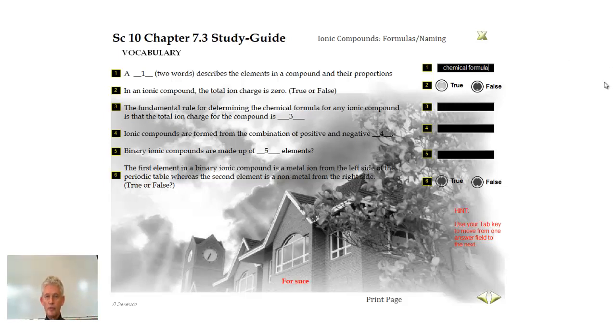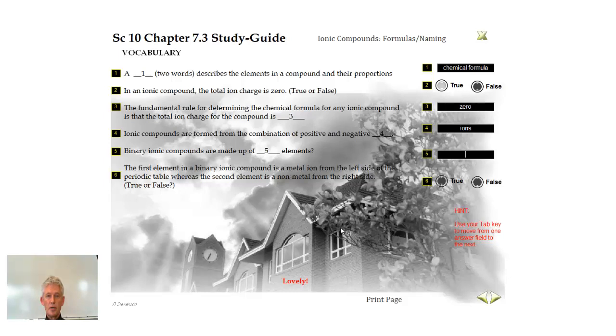The fundamental rule for determining the chemical formula for any ionic compound is that the total ion charge for the compound is 0. We're on a roll. And the ionic compounds are formed from the combination of positive and negative ions. These are actually charged. They're not on the periodic table. They've either lost electrons to become positive ions or they've gained electrons to become negative ions.